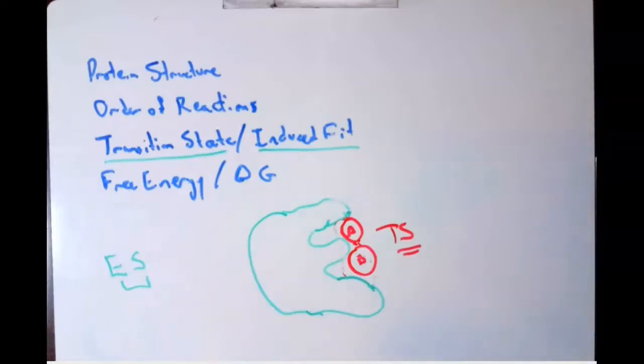The induced fit model states that the enzyme can accommodate the substrate, but it has to deform and mold around substrate to bind it properly. The enzyme is not happy doing that, and as soon as it's given the opportunity, it recoils to its preferred shape, and that squeezes reactants together into transition state.